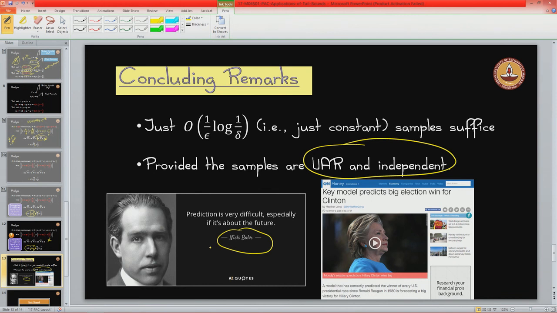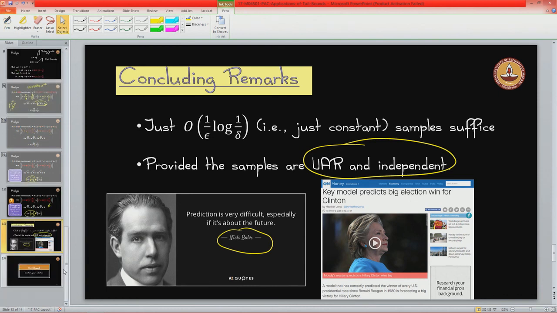So yeah, sometimes as you start getting older, your memory becomes bad, and even the prediction about the past is becoming difficult.